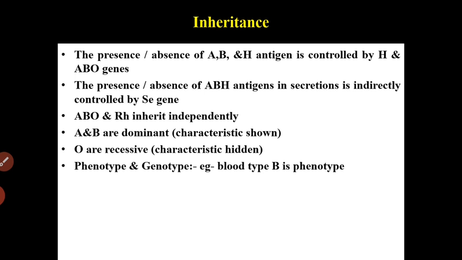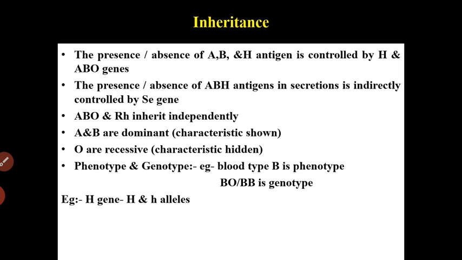For example, blood type B is a phenotype. It's an outward characteristic. But its genotype is BO or BB. It depends on the parent's genotype. It can be anyone. Okay.